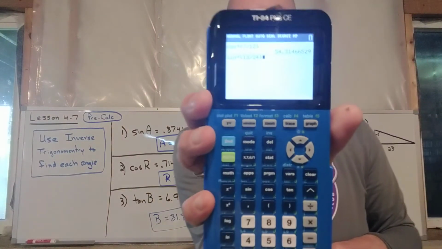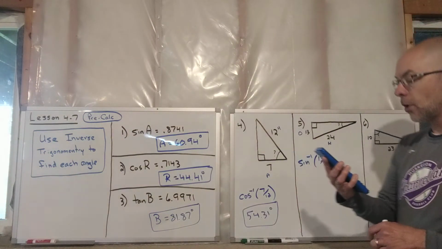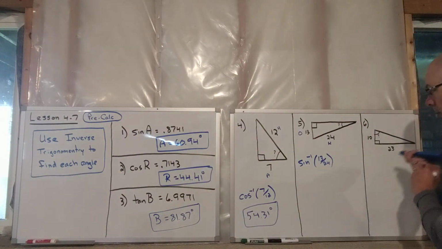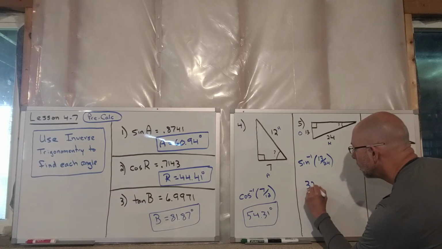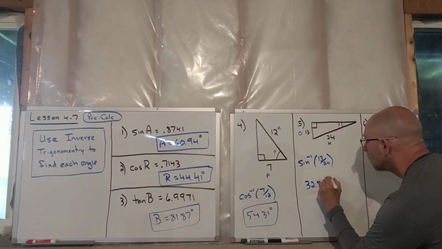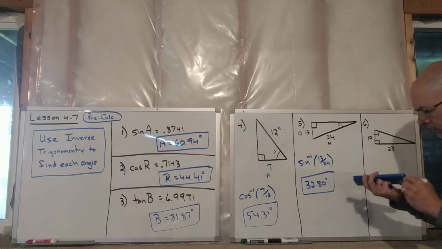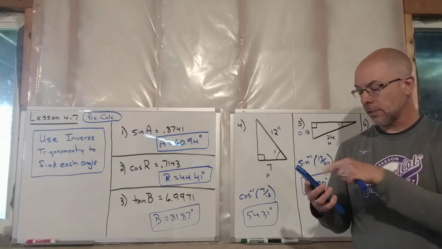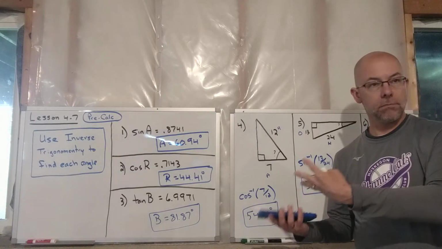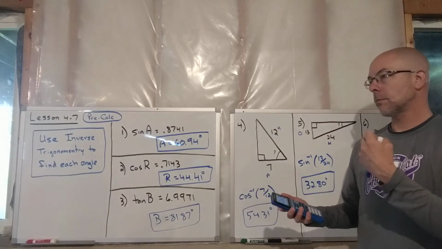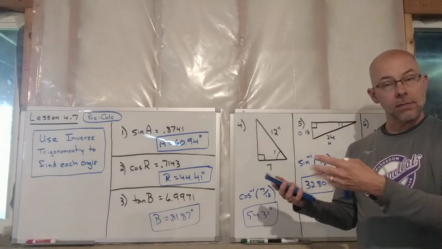Again, just so you can see it. Enter. 32.80 degrees. I'm just rounding to 2 properly because it says 32.797. So because that third number is 7, I round up from 79 to 80. So there we go.